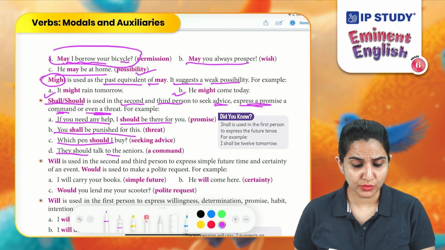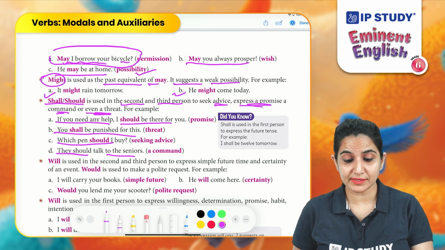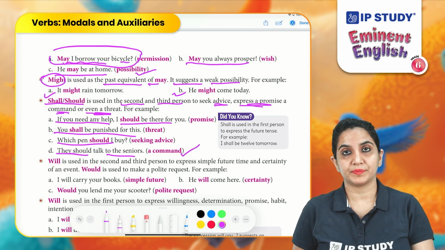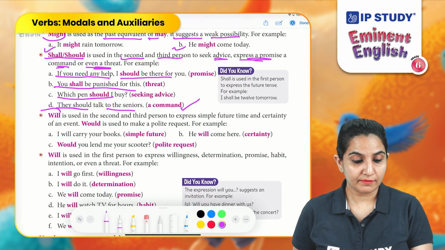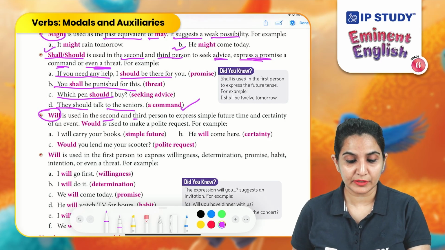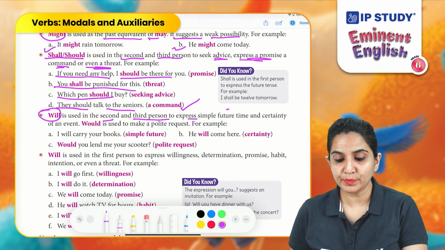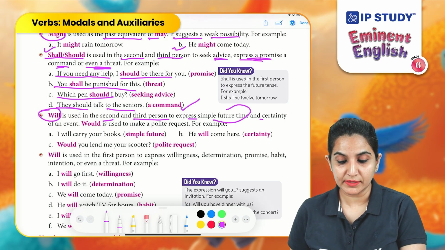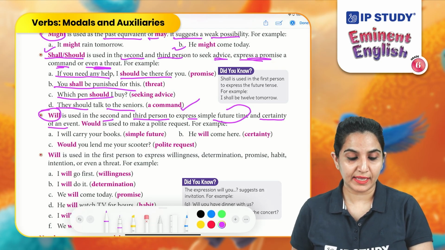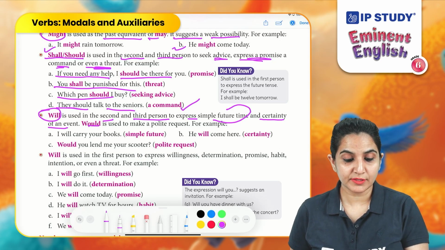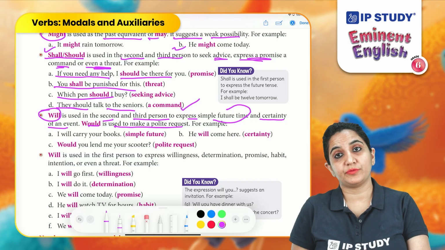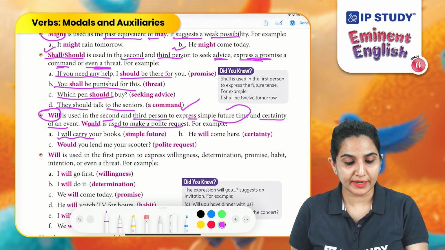They should talk to the seniors. Now this is a command. Will is used in the second and third person to express simple future time, certainty of an event. Would is used to make a polite request. For example, I will carry your books.